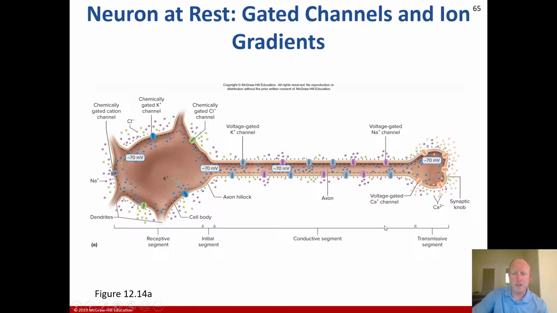Along that axon, the conductive segment, we have the voltage-gated potassium channel, and of course the resting membrane potential is negative 70 millivolts. We have more than one of these; that's just one. There are multiple voltage-gated potassium channels, and we also have our voltage-gated sodium channels along that conductive segment. And the voltage-gated calcium channel is in the transmissive segment, where calcium plays a significant role there.